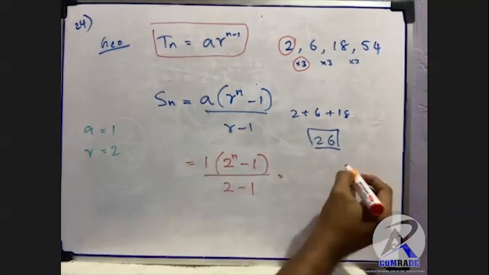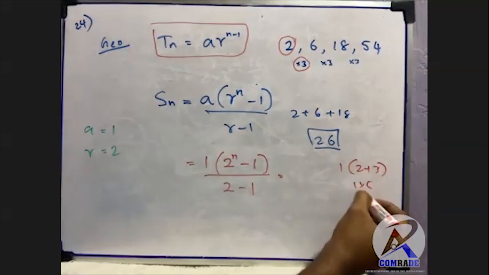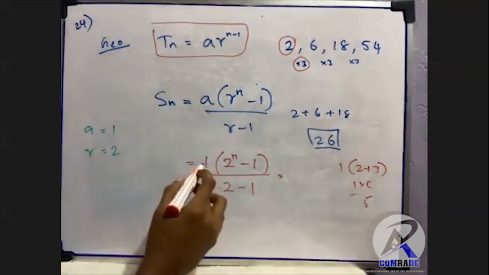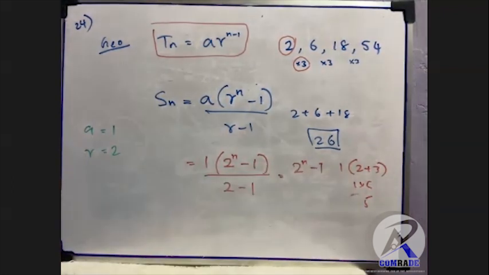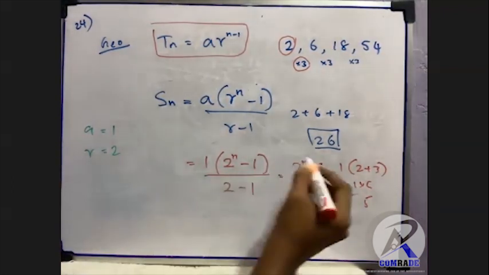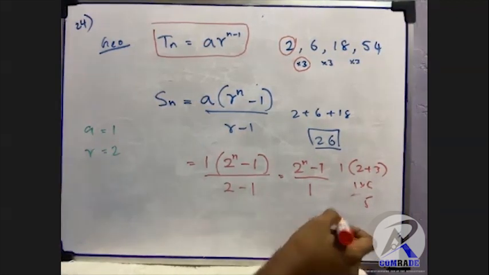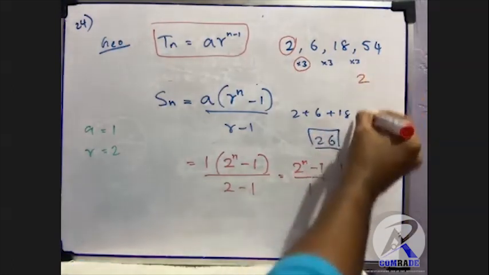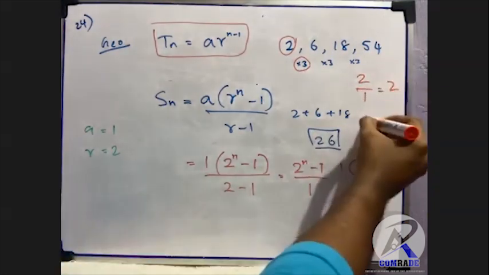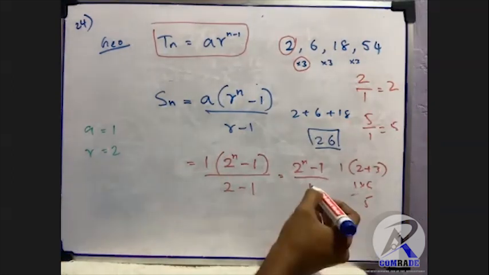Here a is 1, and 1 times anything is that same thing, so we can leave the 1. So it is 2^n minus 1, over 2 minus 1, which is 1. Something over 1 is equal to that amount. Just 2 over 1 equals 2, 5 over 1 equals 5, likewise. So you can write it like that also.